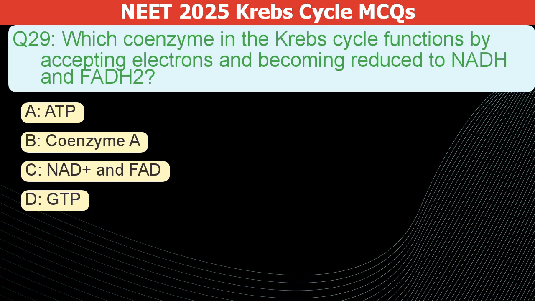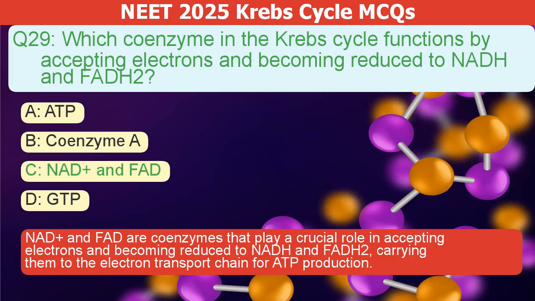Which coenzyme in the Krebs cycle accepts electrons and gets reduced to NADH and FADH2? A. ATP. B. Coenzyme A. C. NAD+ and FAD. D. GTP. The correct answer is C. NAD+ and FAD are coenzymes that play a crucial role in accepting electrons and becoming reduced to NADH and FADH2, carrying them to the electron transport chain for ATP production.